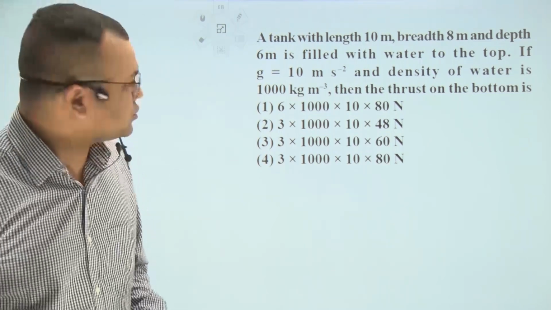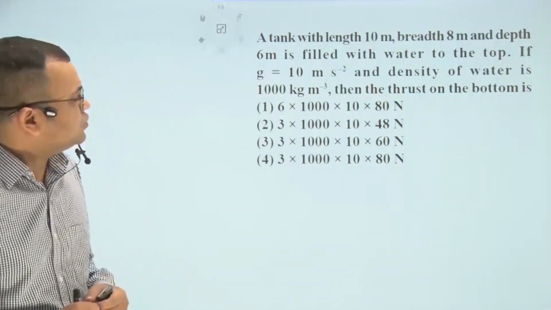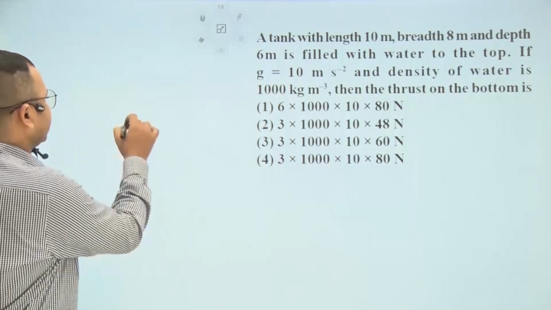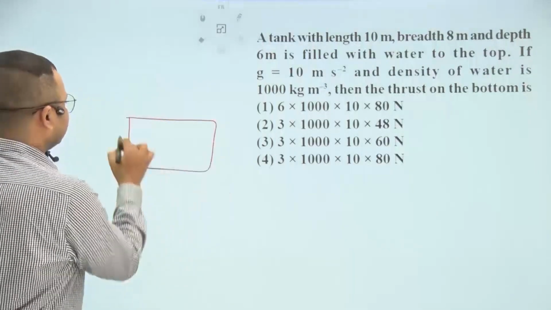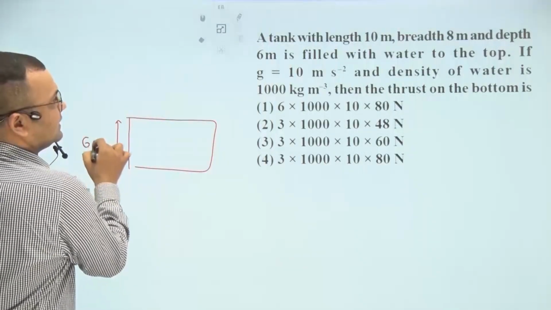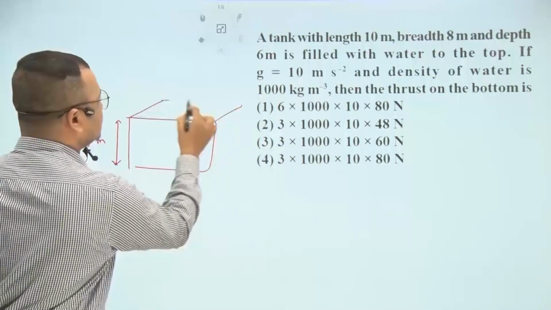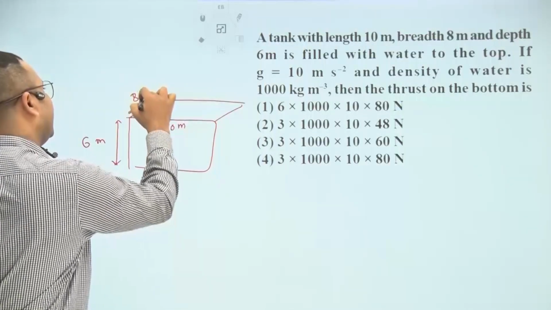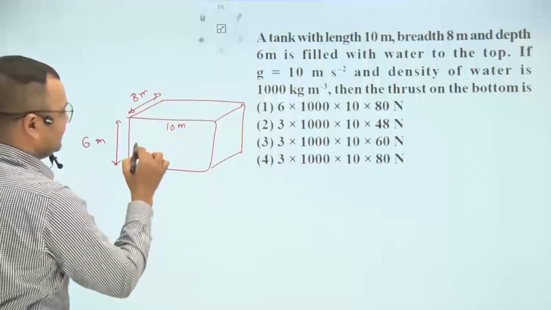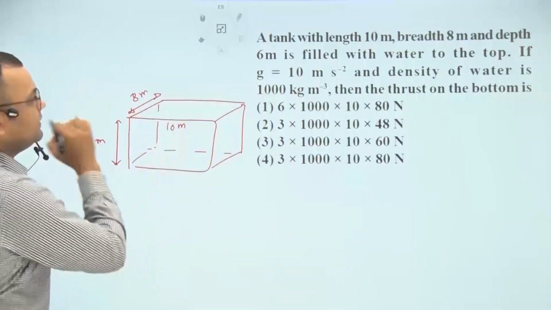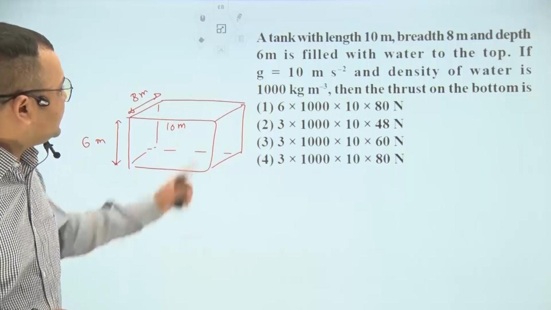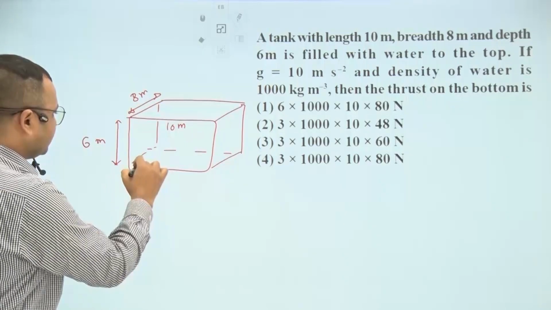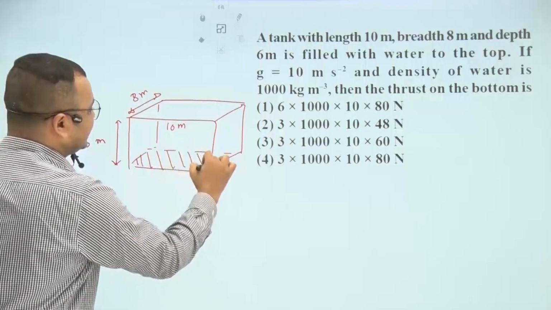Hello students, coming to the next question. A tank whose length is 10 meter, breadth 8 meter and depth 6 meter. Suppose this is the tank, then the depth is 6 meter and the length and breadth are given as 10 meter and 8 meter. G is given as 10 and the density of water is given as 1000. We need to find the thrust on the bottom, at this surface.